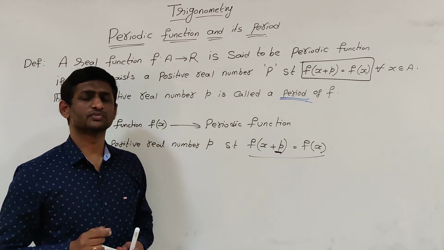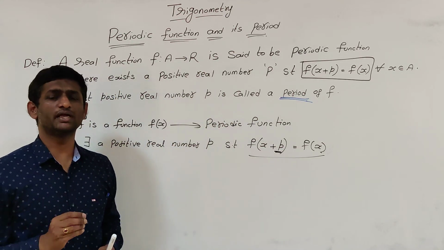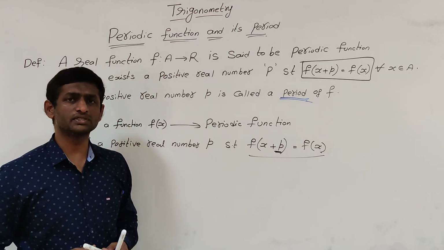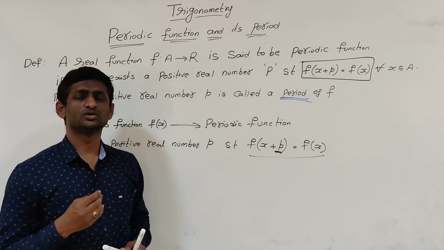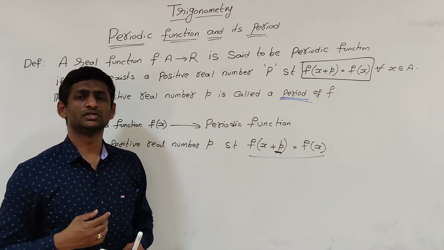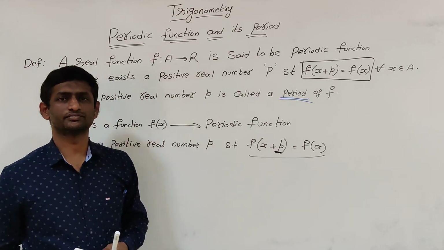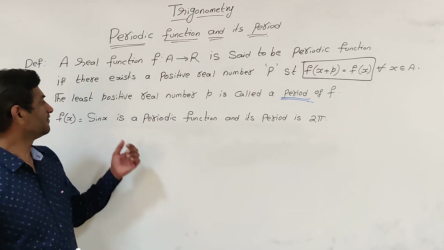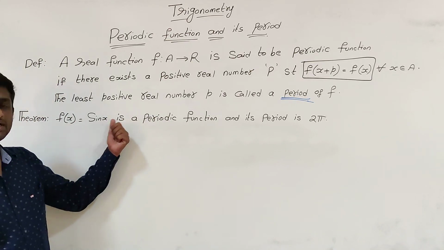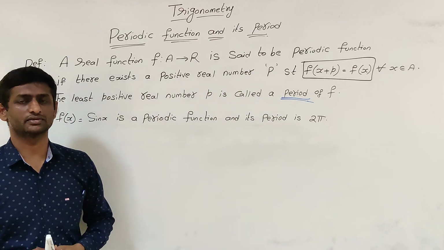Now, in order to understand the definition of the periodic function, we'll go for the examples of the 6 trigonometric functions, that is sin x, cos x, tan x, secant x, cosecant x and cot x. We'll see one by one. The first example is, if f of x is equal to sin x is a periodic function, we have to show that its period is 2 pi.